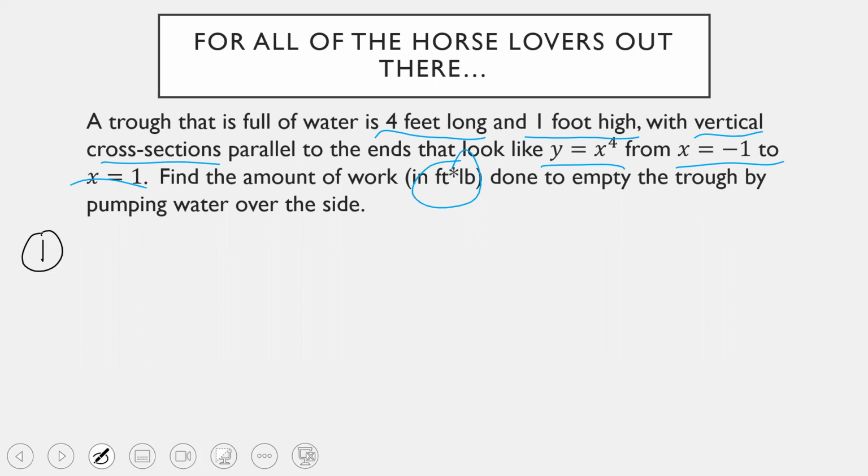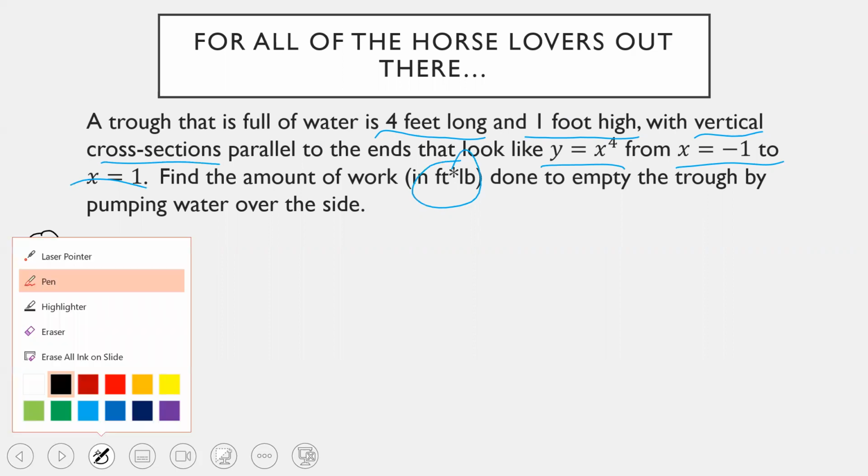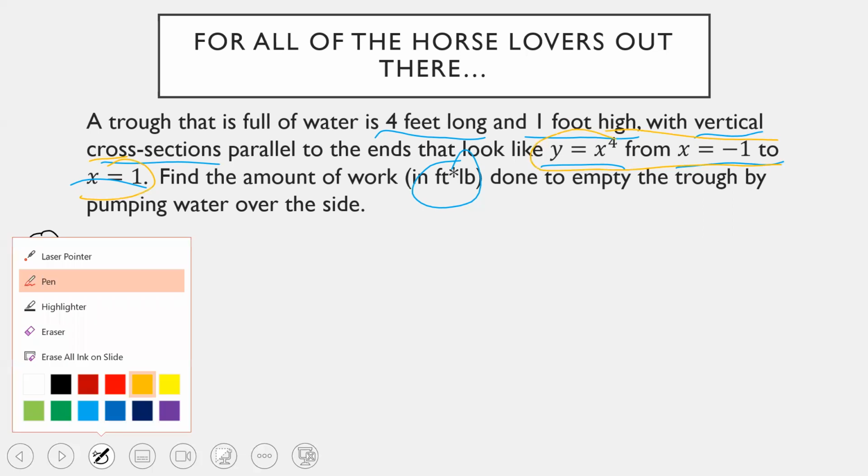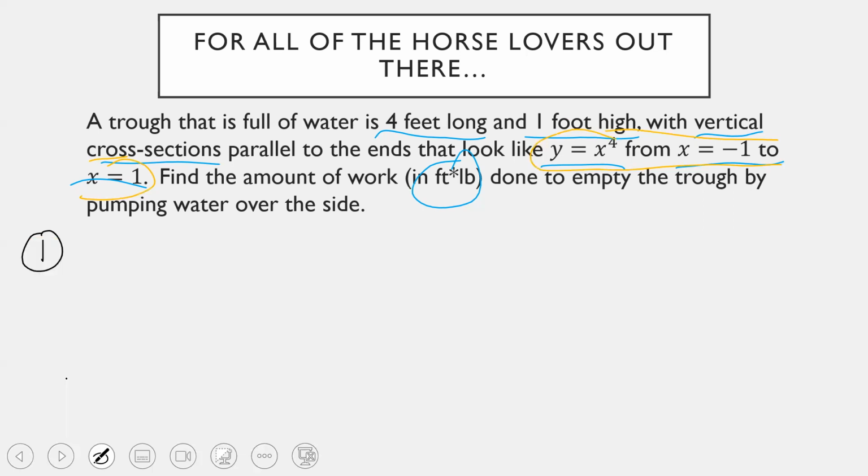And so in order to do that, we need our picture to sit on a set of coordinate axes. Now, the most obvious connection we have in this problem to coordinate axes would be this part about cross sections looking like y equals x to the fourth from x equals -1 to x equals 1. So what I'm going to do is draw a set of axes here.